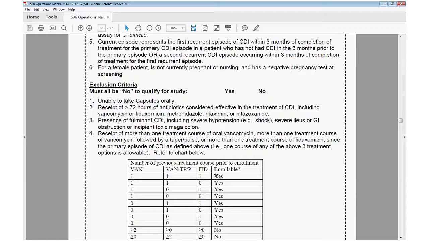If you are getting someone on their first recurrence, you do not need to be concerned about this because they will only have had 1 prior treatment. Even if they have started a treatment at that first recurrence, since they have not taken greater than 72 hours of it, which would be exclusion criteria number 2, it is not considered complete and would not count. So the only time you will need to worry about this is if you are looking at a patient at their second recurrence.